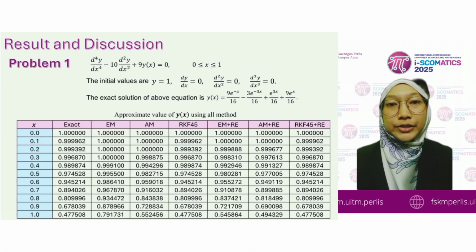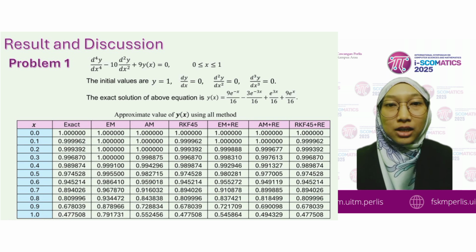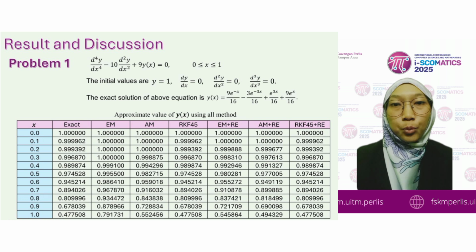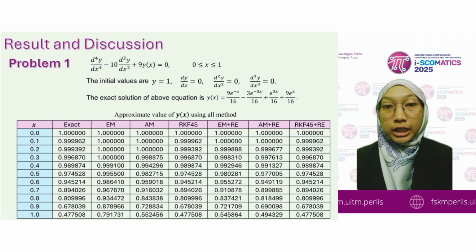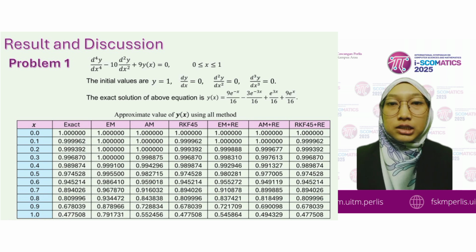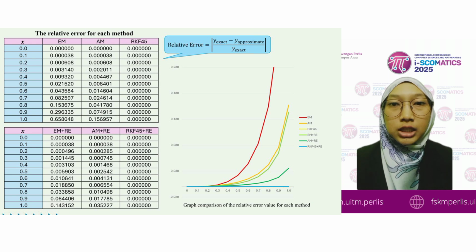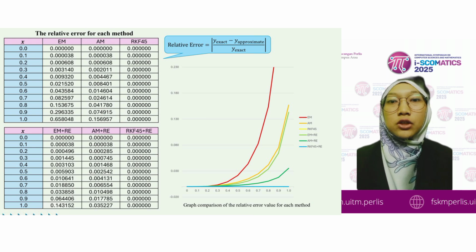Now, let's move on to the results and discussion. For the first problem, we implemented all the methods, Euler, Adams-Moulton, and RKF45, both with and without Richardson extrapolation in Maple software. The approximate solutions were recorded in the table. To measure the accuracy of each method, we calculated the relative error using the error formula. The results were tabulated and then visualized in a graph for clear comparison.